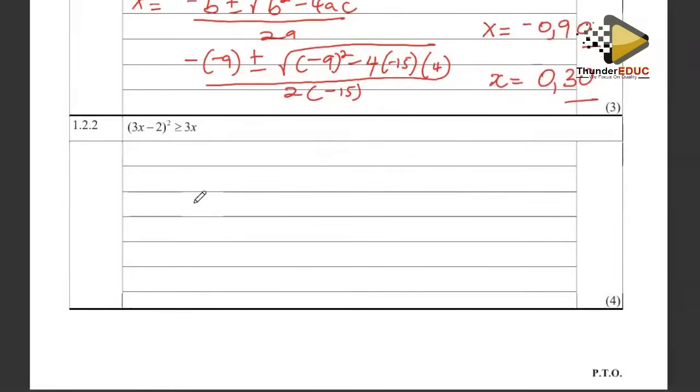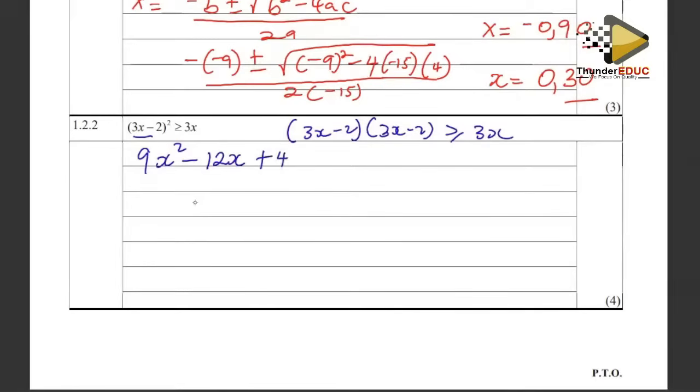1.2.2, we have the quadratic inequality. Step number 1, we need to open up this bracket and create a standard equation. Remember, this square bracket is like (3x minus 2) multiplied by (3x minus 2) is greater or equal to 3x. Opening that, we have 9x squared minus 12x plus 4. I move the 3x that side, minus 3x is greater or equal to 0. Let's collect the like terms.